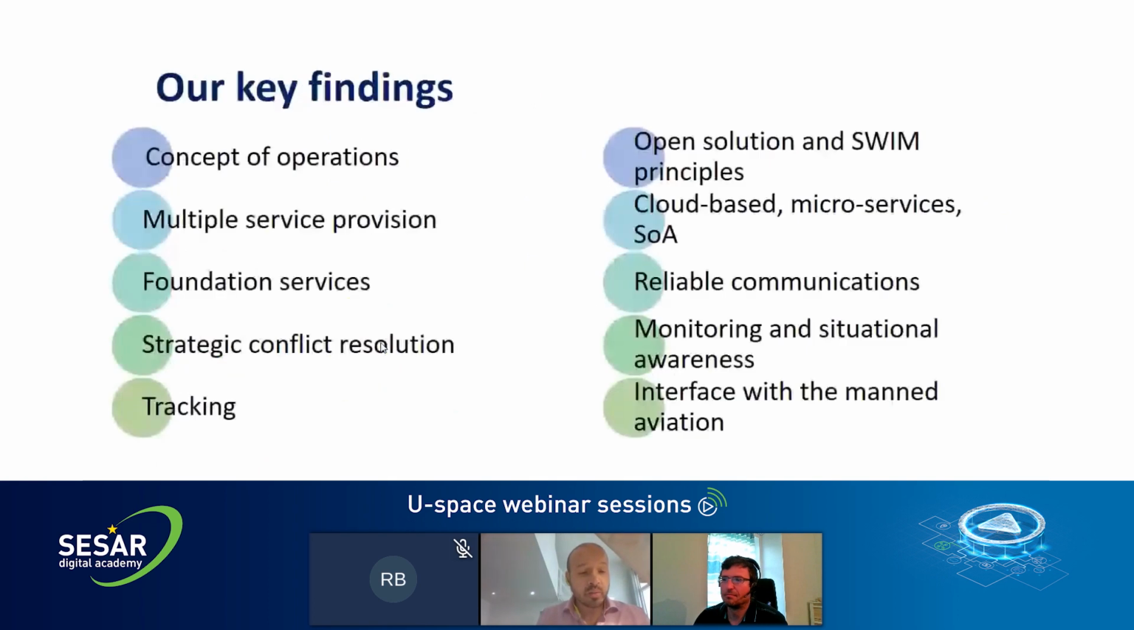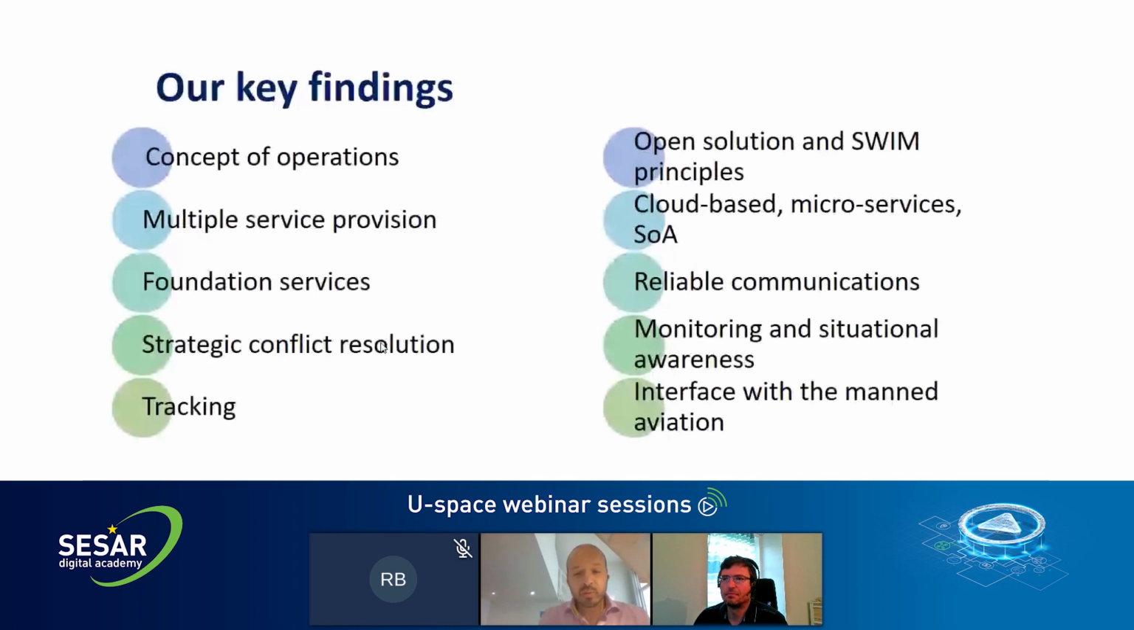So here, just to highlight some key findings. There are a lot, and this presentation is just an introduction, so I will not dig into the details here, just pick some of them. You see the first one: the first concept of operation for USpace is ready. We have demonstrated the feasibility of multiple service provision. The foundation services are successfully demonstrated as well. And there are a lot of findings that you will find in the reports and in the next update of the USpace brochure.